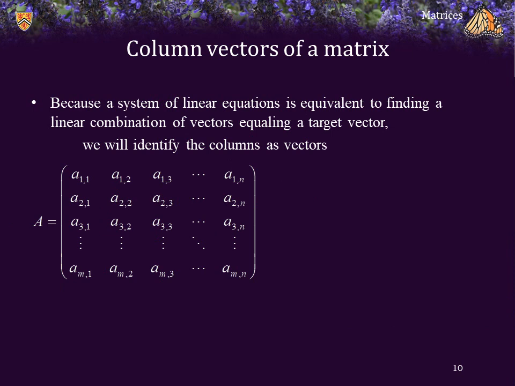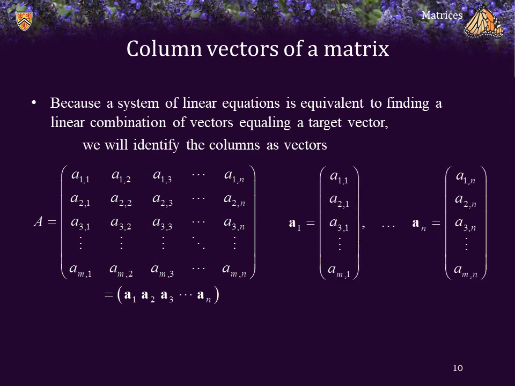Now, because a system of linear equations is equivalent to finding a linear combination of vectors equaling a target vector, we will need to, in some cases, identify specifically the column vectors of a particular matrix. So here we have the matrix A with each of its entries. It is an m by n matrix, m rows, n columns. We may represent this as a sequence of n vectors where each vector is assumed to be m-dimensional. And of course, we will wrap it in parentheses. So in this case, the first vector A1 represents the first column of the matrix, and so on and so forth up until the vector A sub n is the last column of the matrix.